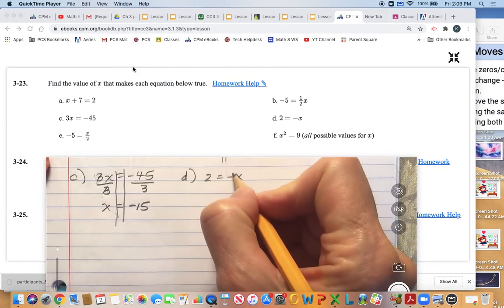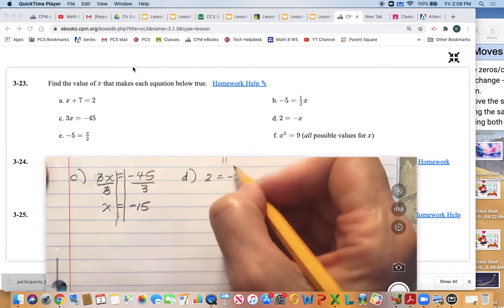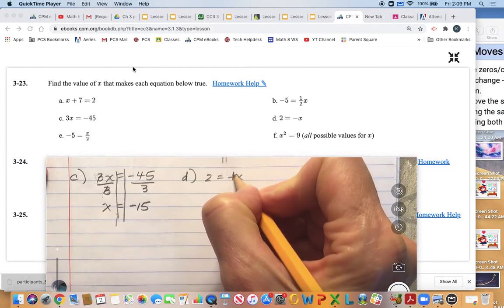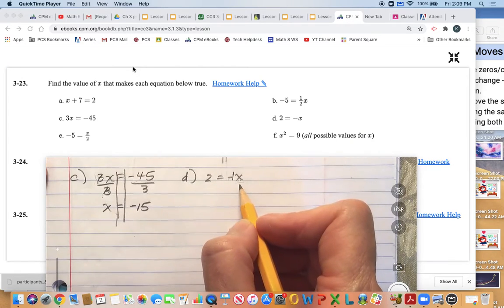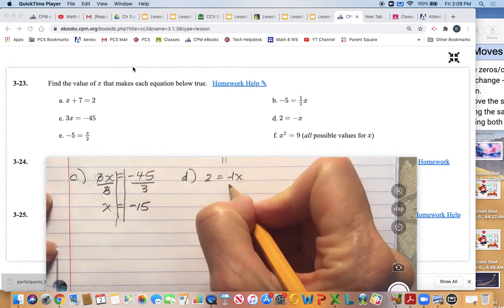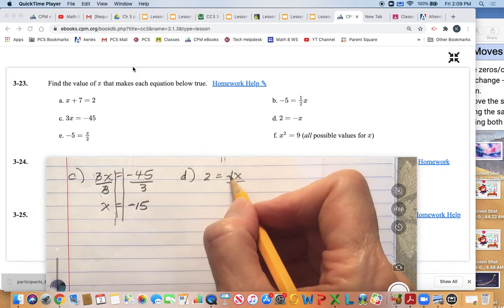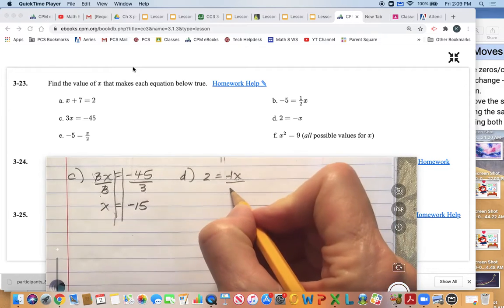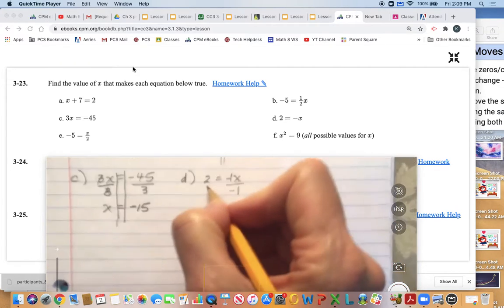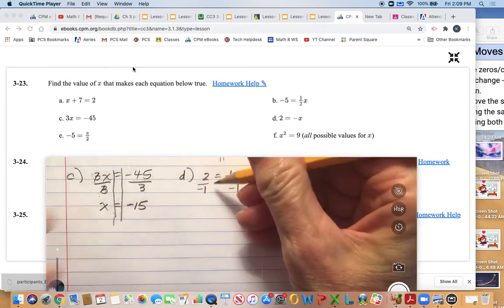So there is really what I like to call the invisible 1 in front of x. So really, there is a negative 1 multiplying x. So what we do is what we do with any other coefficient of x. We'll undo this multiplication by dividing by negative 1. And of course, we have to do that on both sides.